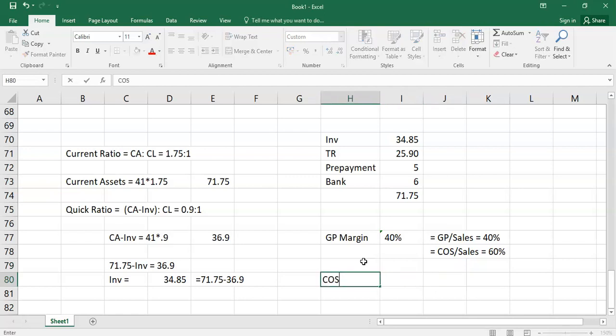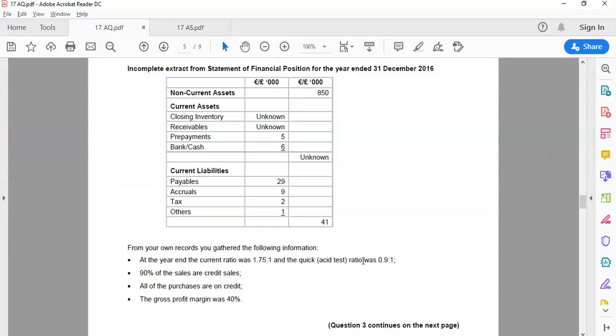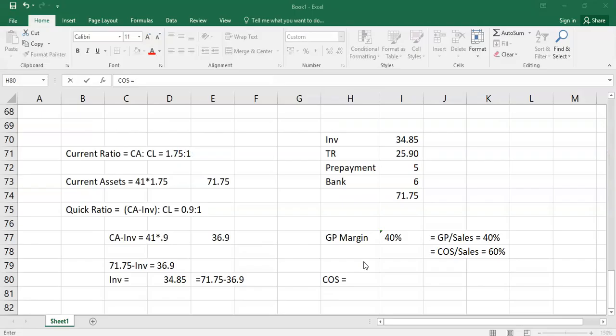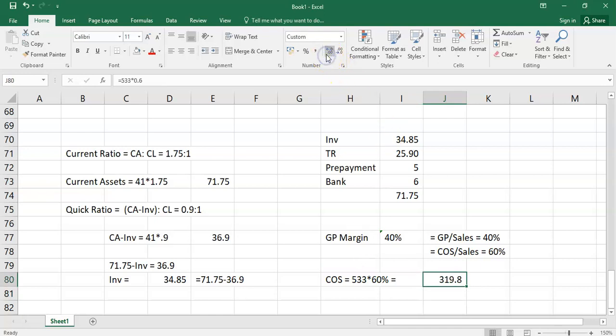So that means your cost of sales equals sales, which if we go up, your sales are 533 times 60%. And you can figure out your cost of sales to be 319.8. Right, so again, a lot of students would have struggled there trying to figure, how am I going to relate gross profit to cost of sales? Well, we know sales minus cost of sales is gross profit. So if 40% is left as profit, 60% must be as cost.